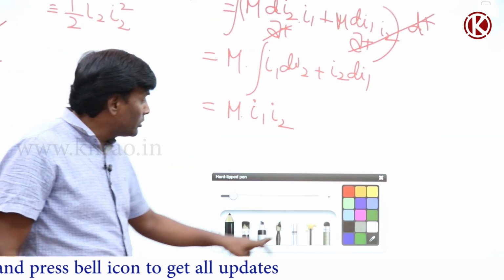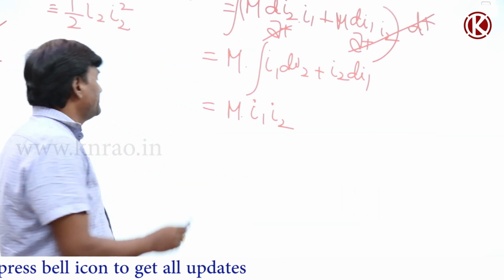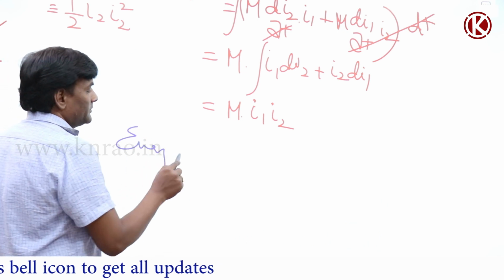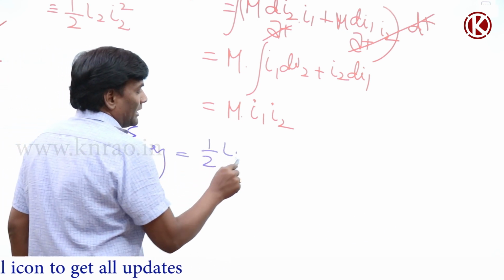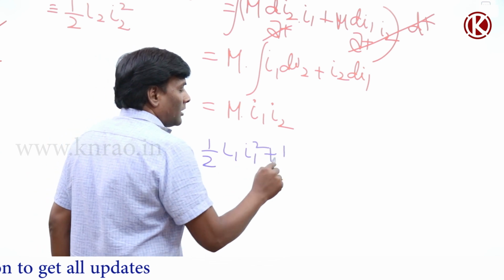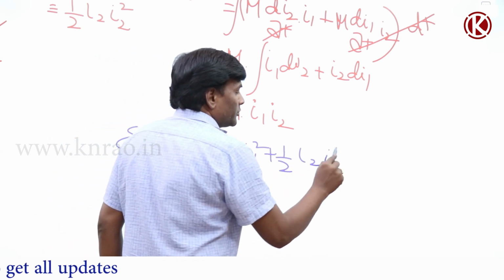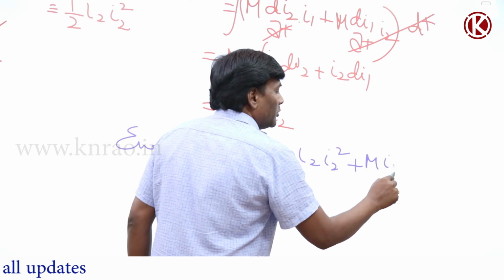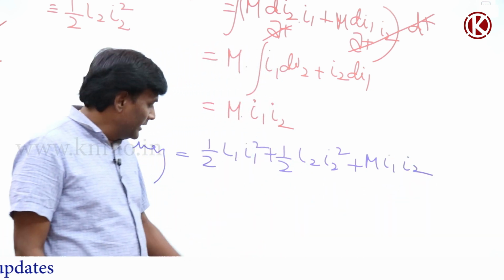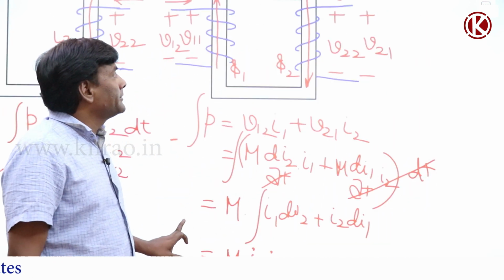So altogether, what is the total energy stored? Total energy stored is going to be half L1 I1 square plus half L2 I2 square plus M I1 I2. Now let us see the diagram again.